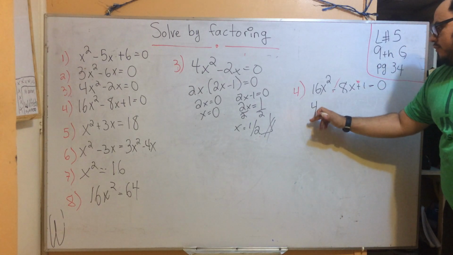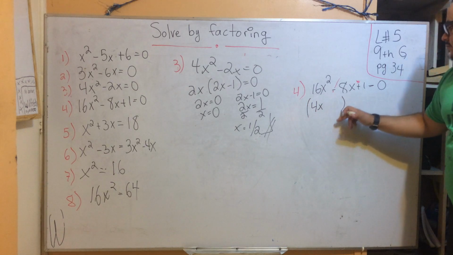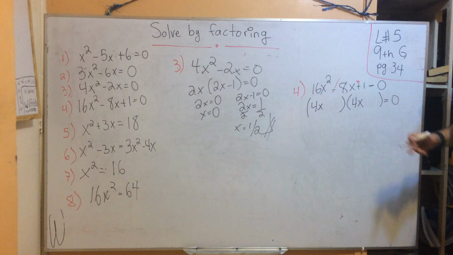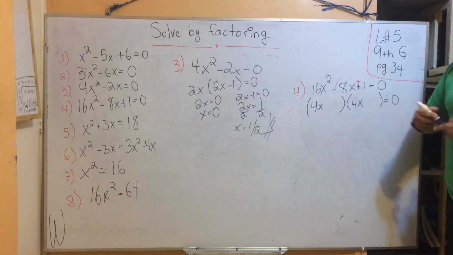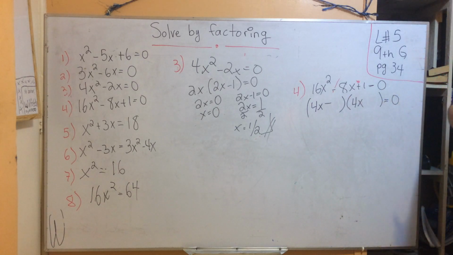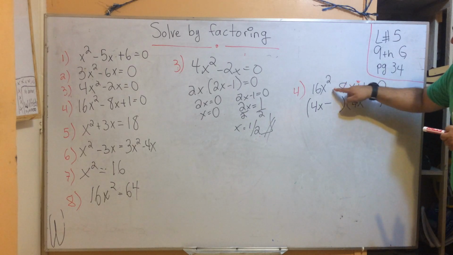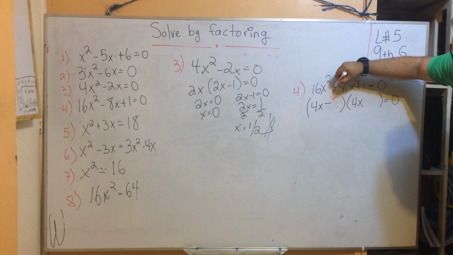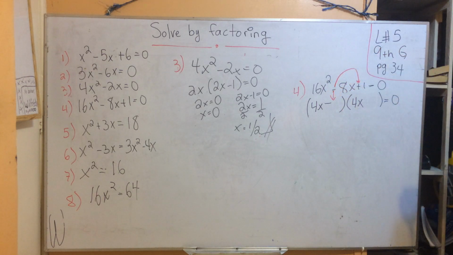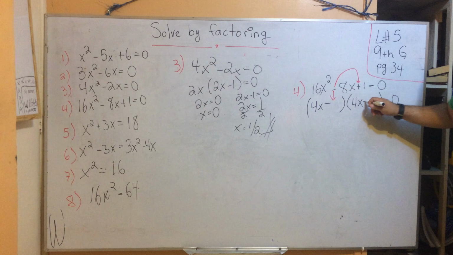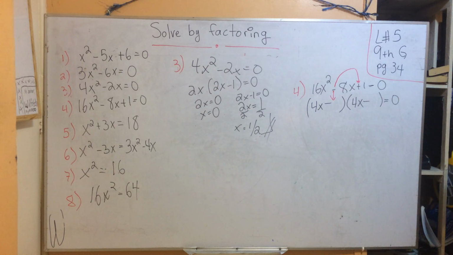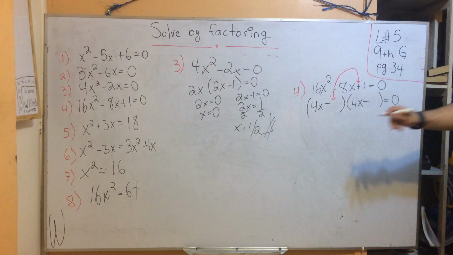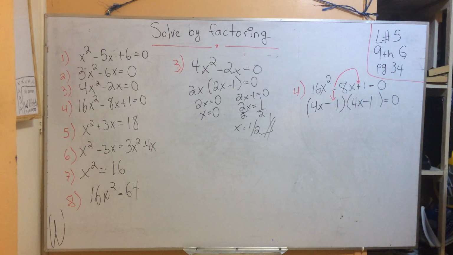Okay, so let's try 4x, 4x equals to 0. Now remember, the first sign we copy. Let me put it in a different color so you can see. We copy the first sign, negative, and the second one is the multiplication between this one and this one. So we have negative as well. Now, what numbers multiplied give me 1? Only one number, right? 1 and 1.